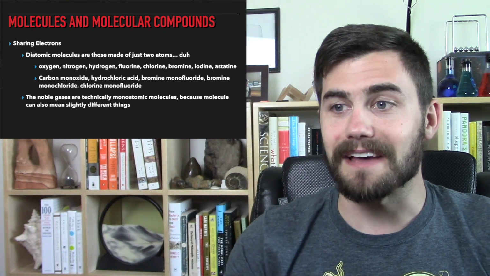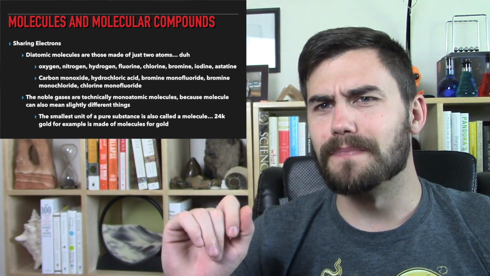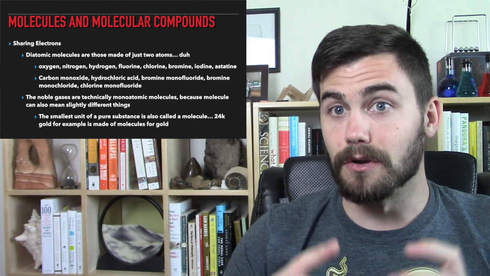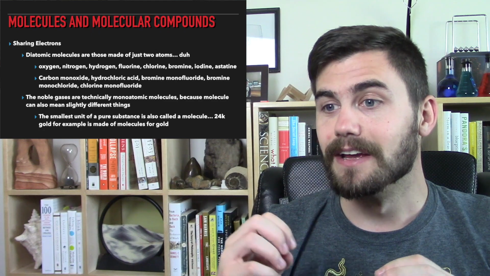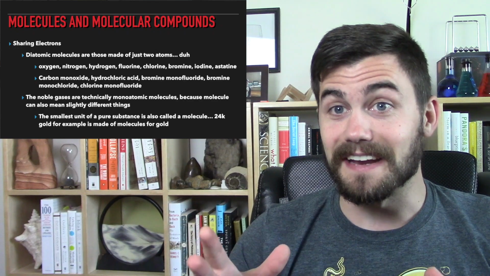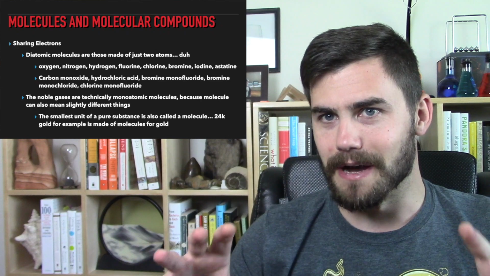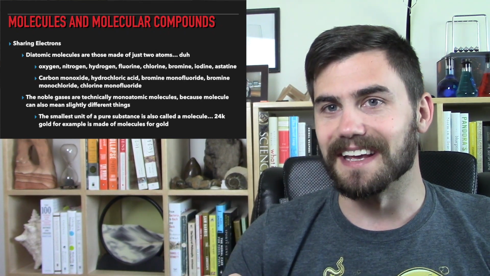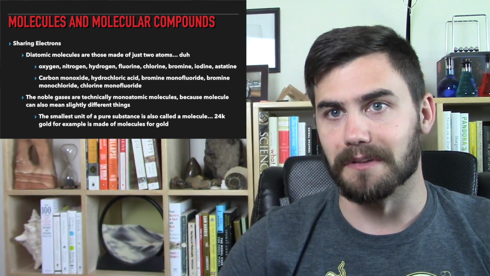And the noble gases are classified as monoatomic molecules, because the smallest unit of a pure substance can mean a molecule too. So a sample of pure gold is made of, we could technically say, gold molecules. For the record, that is the case, but also for the record, in this class, when I say molecule, I'm only talking about compounds held together by covalent bonds. But sometimes O2, I'll call that a molecule as well.